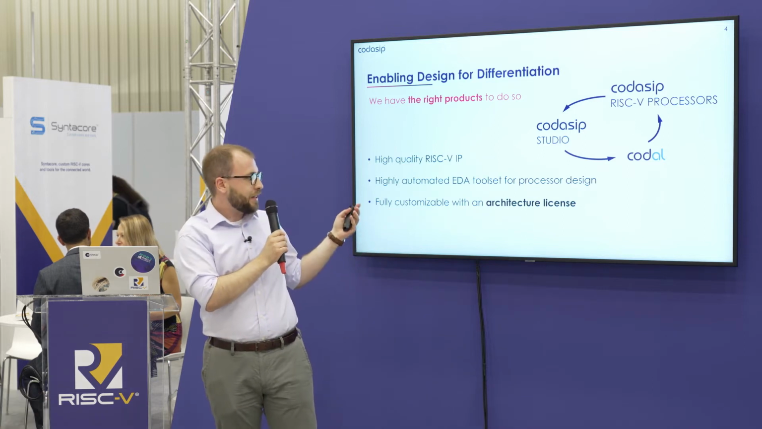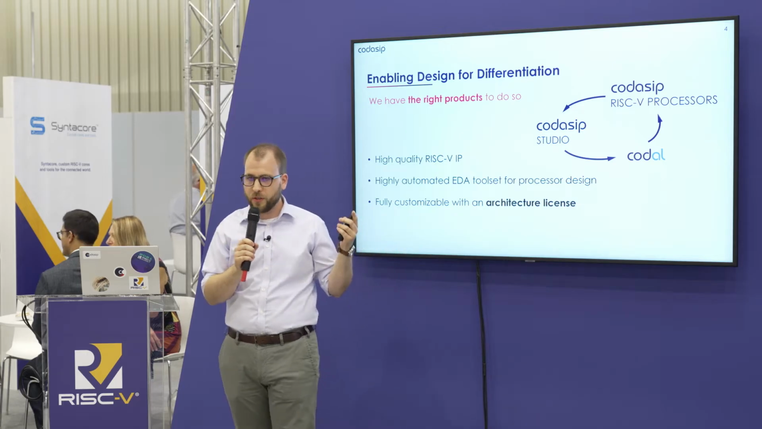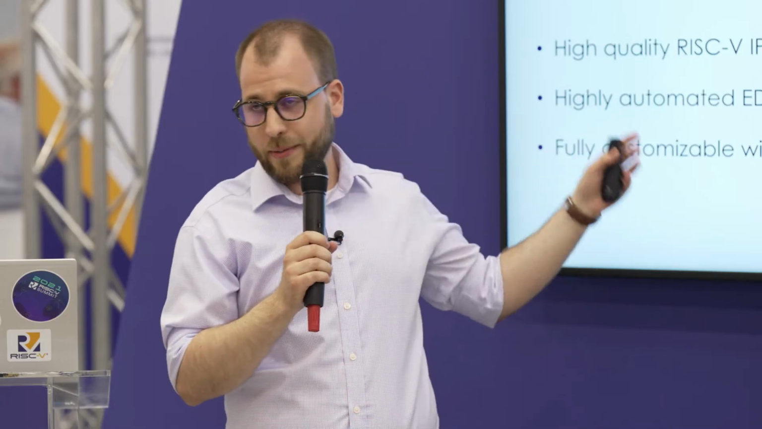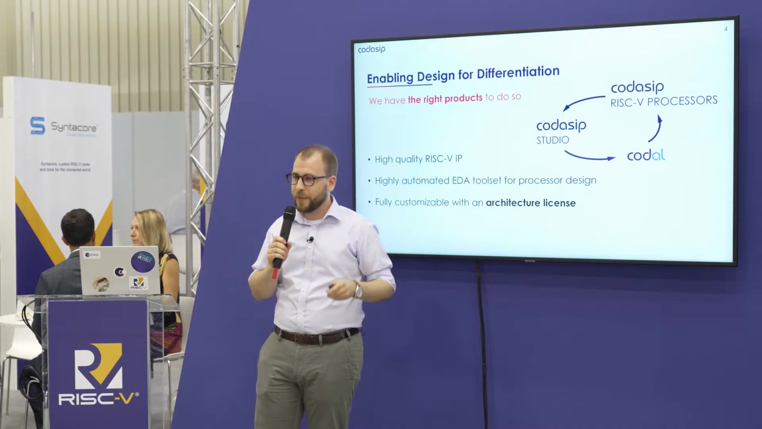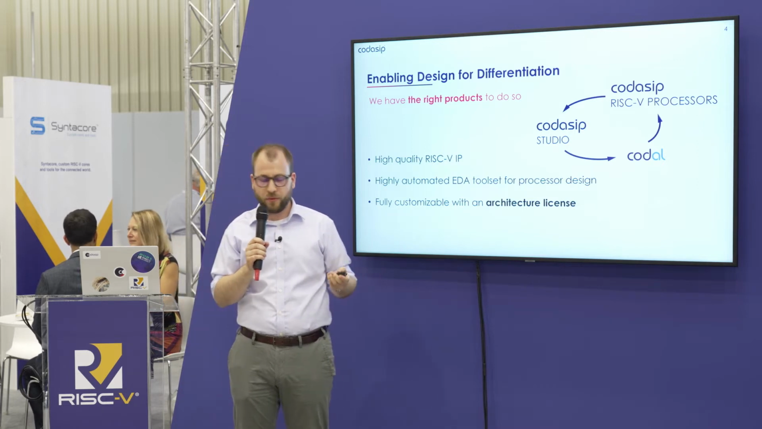The twist actually starts here. So what we believe we can do much better than any other RISC-V vendor here is that we can enable our customers to create differentiated designs, and we have the right products to do so. So it's not just the portfolio of the IP cores, but it's also a tool that we call Studio, which is an automated EDA tool set. And basically the rest of my presentation will be mostly about it, so I will explain in the upcoming slides. And when you combine these two, what you basically get is an architecture license for a RISC-V core.